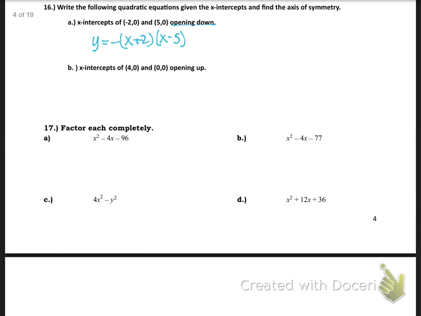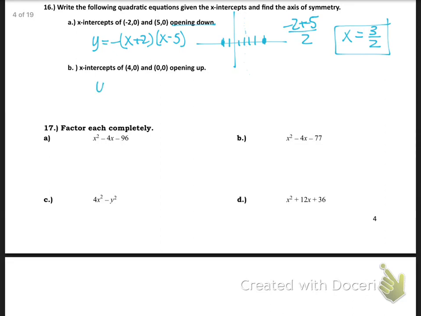Okay, to find the axis of symmetry. If you literally think this is at -2, 0, 1, 2, 3, 4, 5, (5, 0), how do I find the axis that makes them symmetrical? You add and divide by 2. So -2 plus 5, all divided by 2, to find that middle ground. Remember, axis of symmetry is always x equals. So x equals 3 over 2, or 1.5.